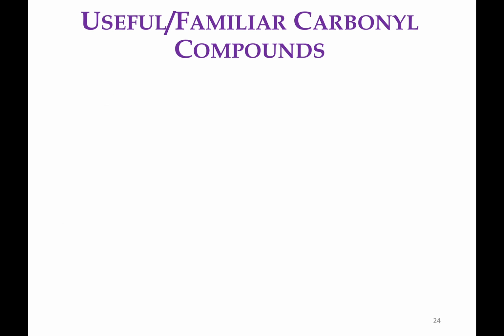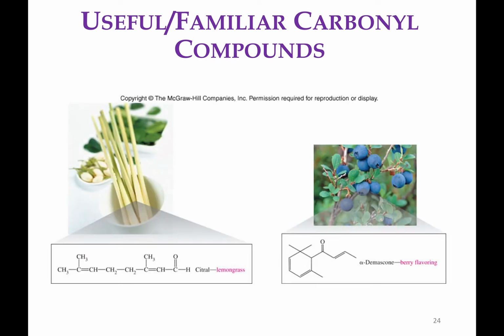Then we also have lemongrass. This is called citral. If you look at that, we've got an aldehyde right there, and here we have a ketone in this one. This is berry flavoring, alpha-damascone. Yeah, tomato. All right, that's some useful types of compounds. We're going to end here, and then we're going to start talking about reactions in the next video.